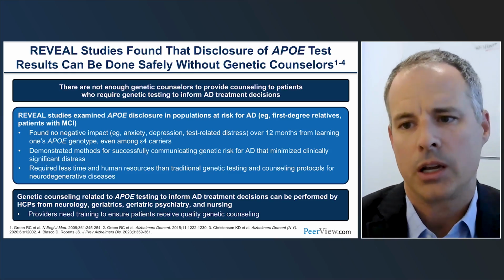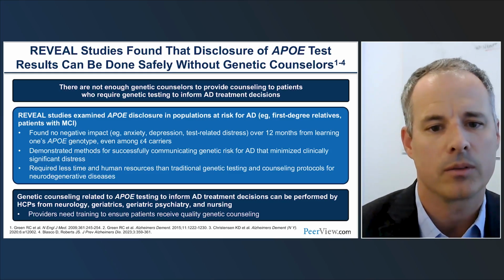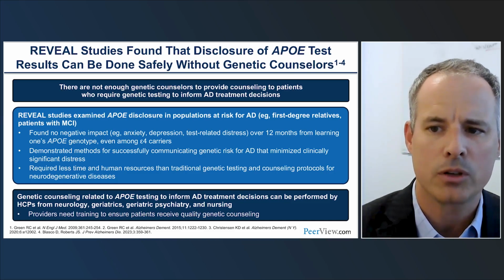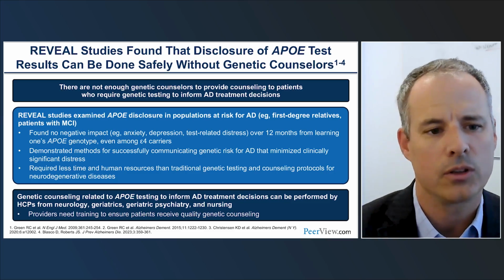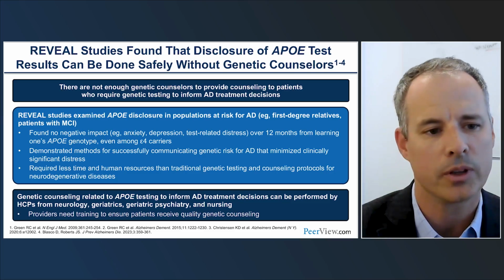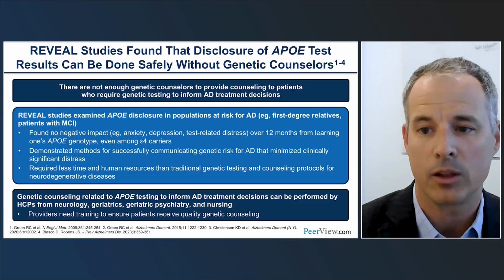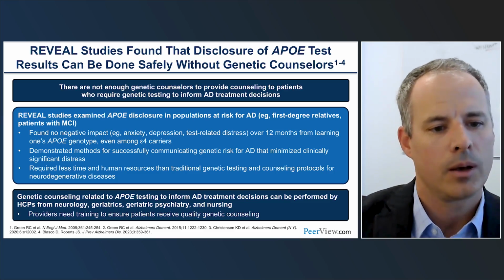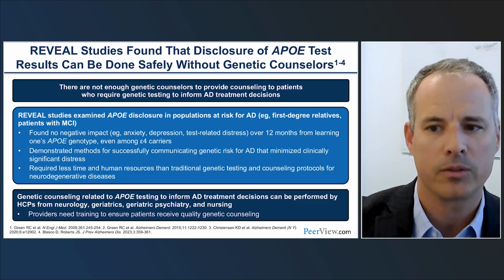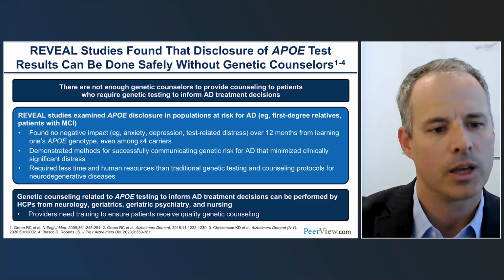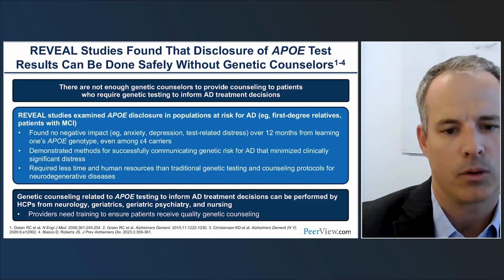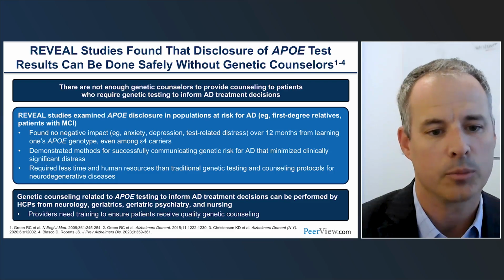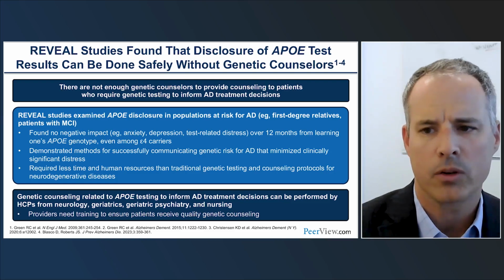So luckily there's been research done on the psychological impact of revealing APOE4 test results, called the REVEAL studies. And this was done because the original 2011 guidelines suggested the use of genetic counseling whenever these test results are being revealed, and there's simply not enough genetic counselors available in the current world to make this happen in this context. So the REVEAL studies looked at people's reaction, first-degree relatives and patients, to having their APOE genotype disclosed. And they found no negative impact over 12 months from learning one's APOE genotype, even among people that had APOE4, and negative impacts were defined as anxiety, depression, or test-related distress. There was no increase in things like suicidality.